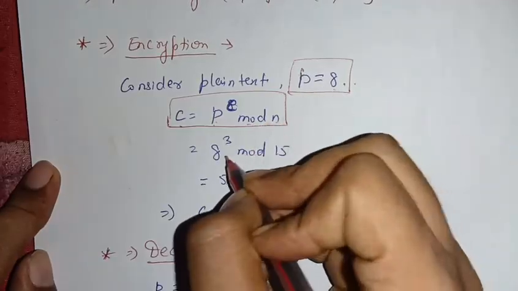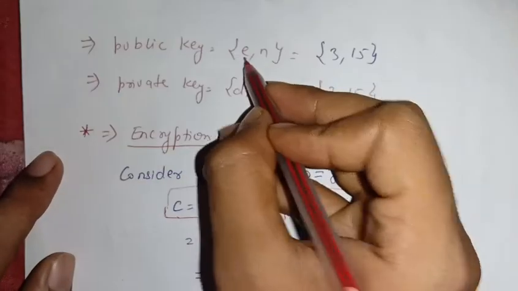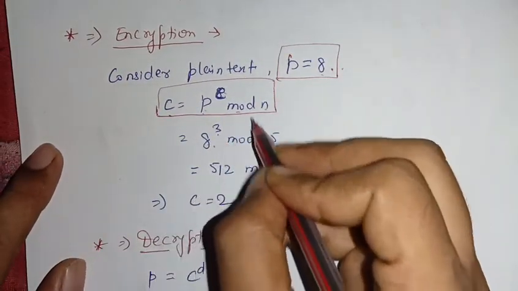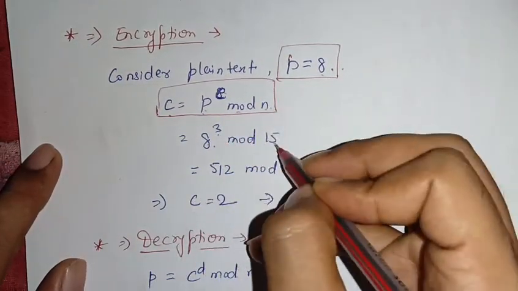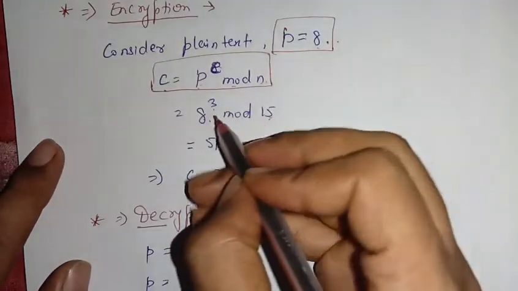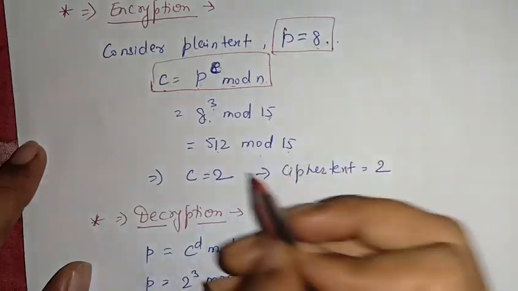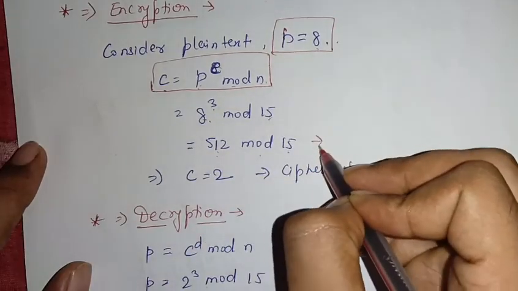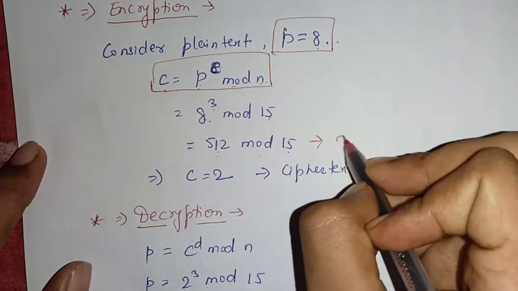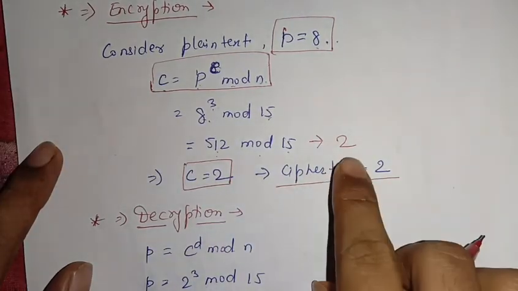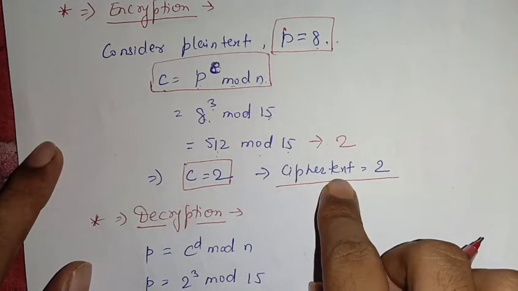So what is P? 8. What is the value of E? It is 3. So 8 to the power 3 mod 15. The value of N is 15. So 8 to the power 3 is 512, mod 15. When we do this, the remainder is 2. So the ciphertext is 2 when we are doing encryption.